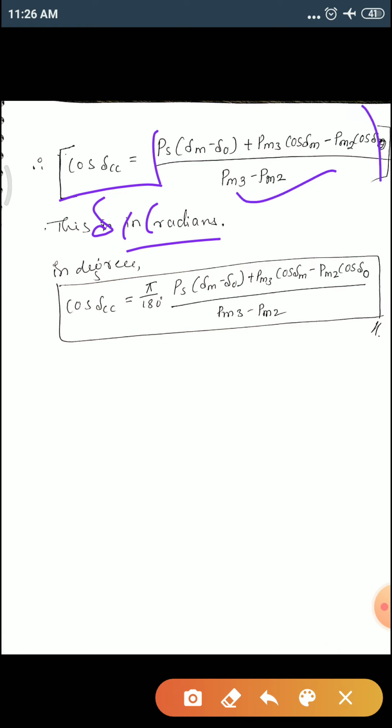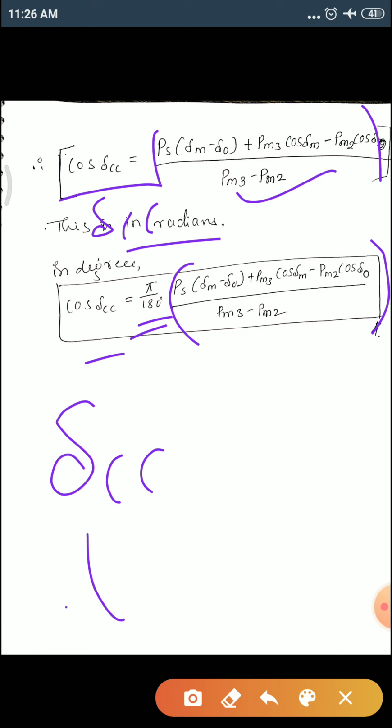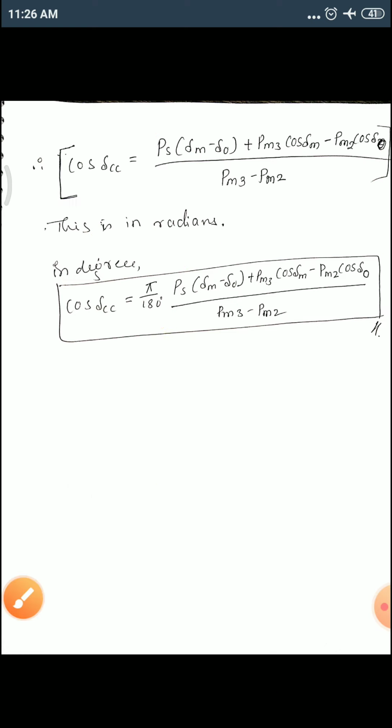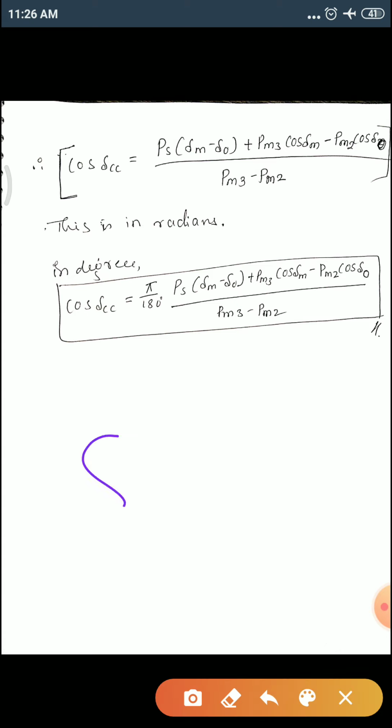Now if you would like to get it in degrees, you have to multiply the same equation by pi by 180 degree. From this we can calculate the critical clearing angle of a power system. Another thing is the critical clearing time, delta tcc, which cannot be calculated by this equal area criterion. We are supposed to calculate it by the swing equation. Thank you.